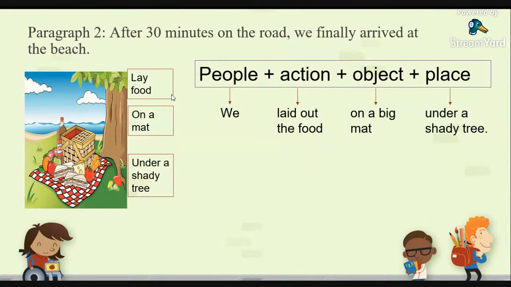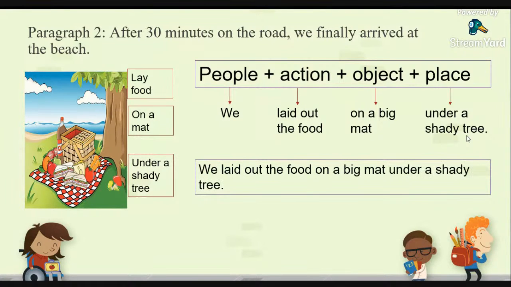Dekat sini teacher dah combine kan. Bila teacher bahagi-bahagikan benda ni, jadi macam ni. Okay. We laid out the food on a big mat under a shady tree. Supaya mudah untuk awak bahagi-bahagikan kepada 4 benda. Okay. And now we have the complete sentence. We, people, laid out the food. Buat apa? Kita susunkan makanan tu dengan apa? On a big mat under a shady tree.